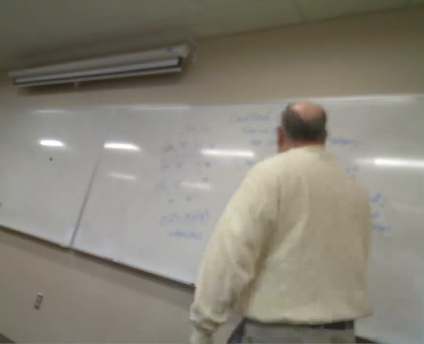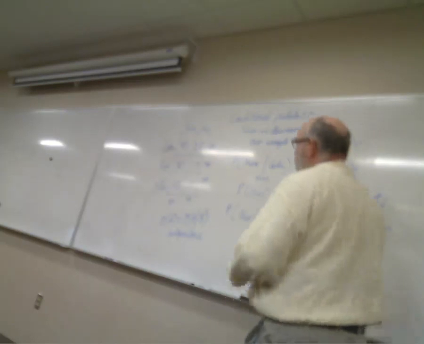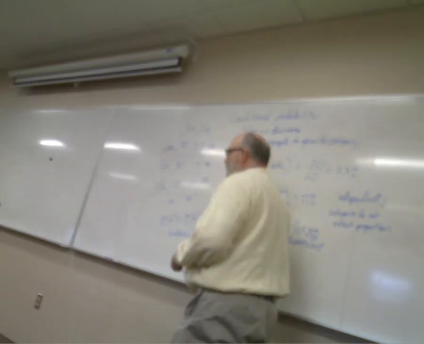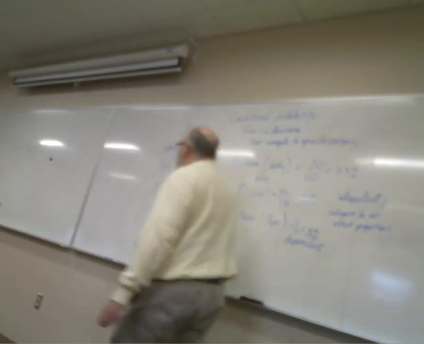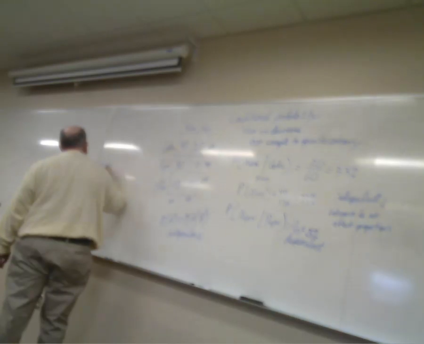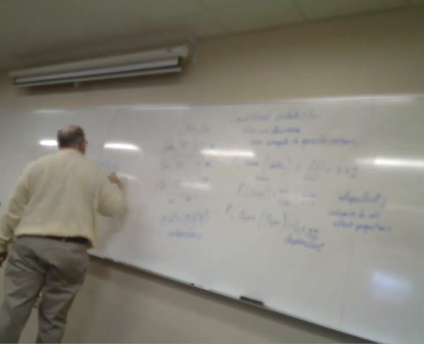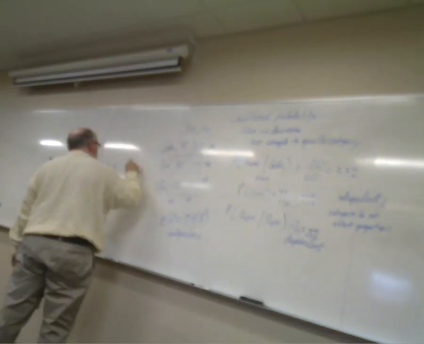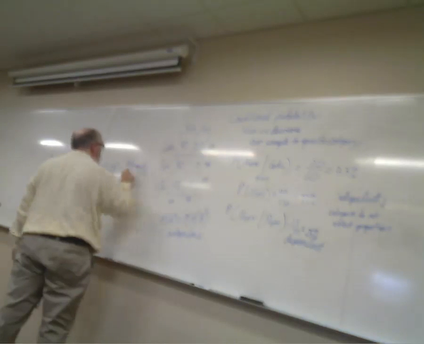Now, if I say what is another way to do this formula, this conditional probability, another way I can do that is to say the probability of A given B is the probability of A and B over the probability of B itself.